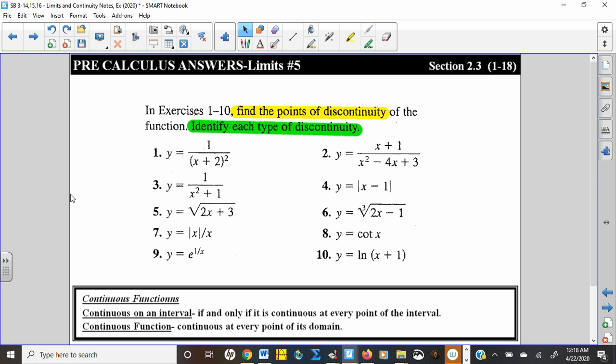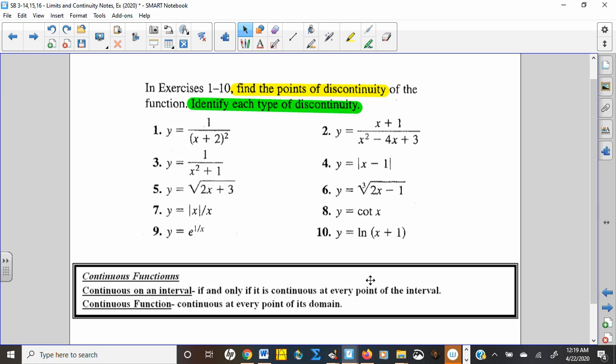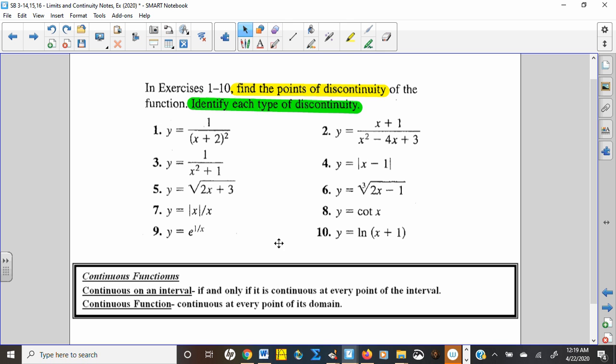Now, I will explain what they did. Whoever typed these up, and these answers have been like this for a while, so I'm assuming it was probably Mr. Tritch, who hasn't even been around for probably 5 or 6 years now. But he was going back, I think, to the definition of continuous functions. This is something that was in the lecture, where if a function is continuous over an interval, that means that at any point, every single point in that interval, it must be continuous. But to be a continuous function, it just has to be continuous at every point in its domain.